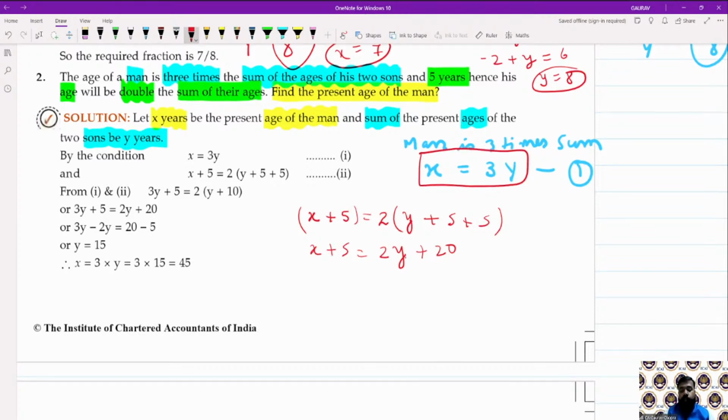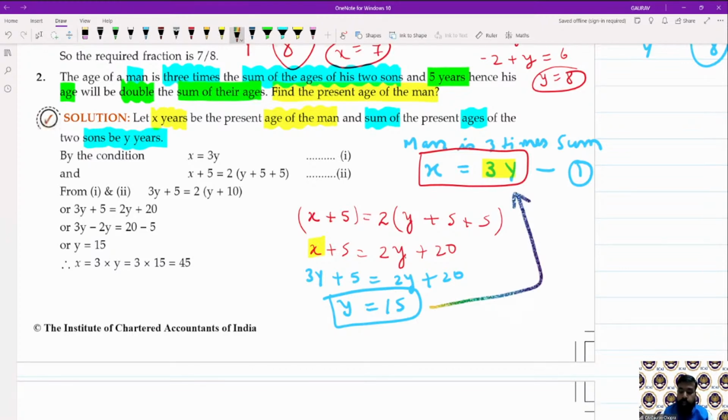Now, in order to calculate the value of x and y, we can use the first equation and substitute the value. In place of x, we can substitute 3y. So 3y plus 5 equal to 2y plus 20. So what we are getting? y is equal to 15. Y is 15. So what is the age of man? We can put this in the first equation. So age of man x is equal to 3 into 15, that is 45 years. So age of man will be 45 years.